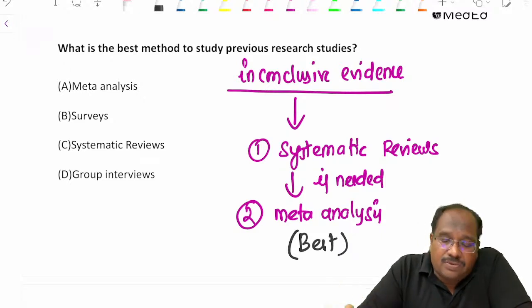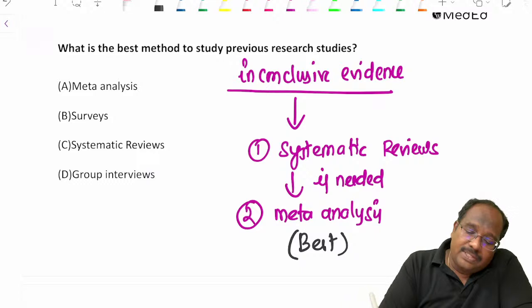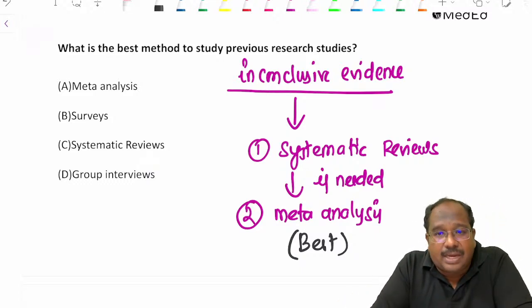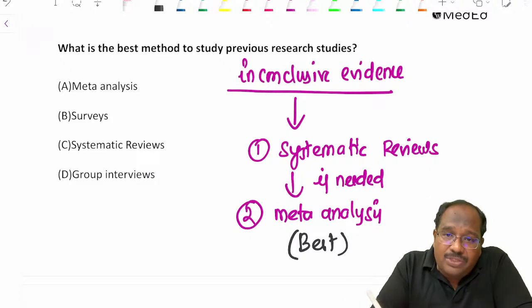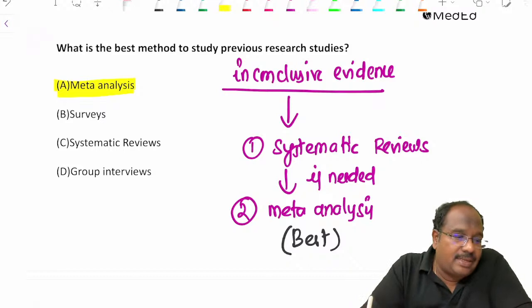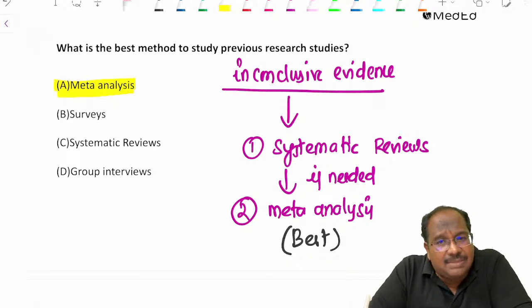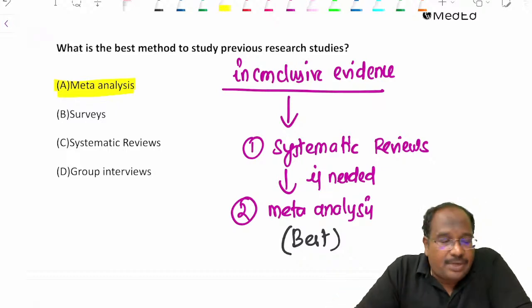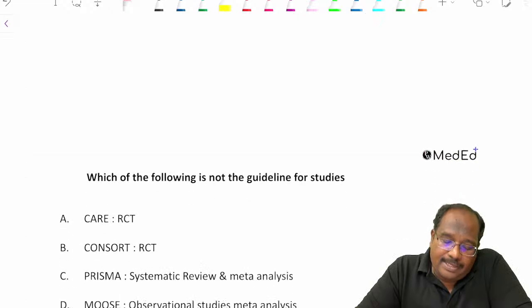So the answer for this question, which is the best method to study the previous research studies? I can do systematic review, but out of these two, the best one, the answer will be meta analysis. Fine. So try to answer, guys. Okay, fine, this is meta analysis. Next question.